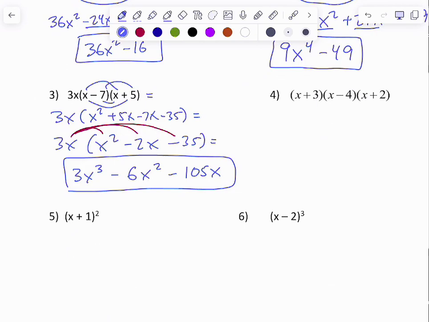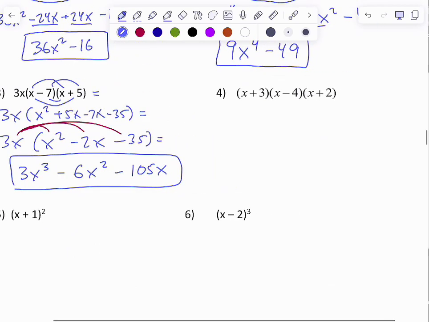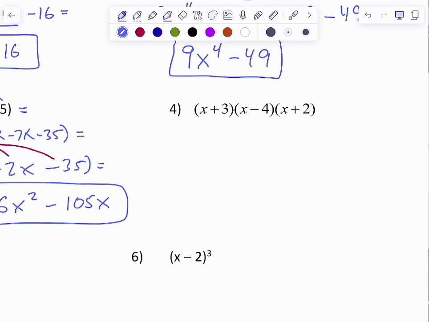So 4 is kind of similar, where you have 3 things to multiply. We have a binomial times a binomial times a binomial. We've never done one like this before in class, so this one's new for us, and it's nothing too challenging. You just pick 2 and multiply them. I can multiply these 2 together first, or these 2 together first. I could even multiply these 2 together first. We got to pick 2 and multiply them.